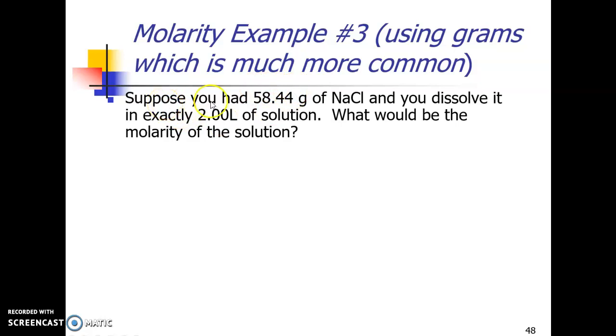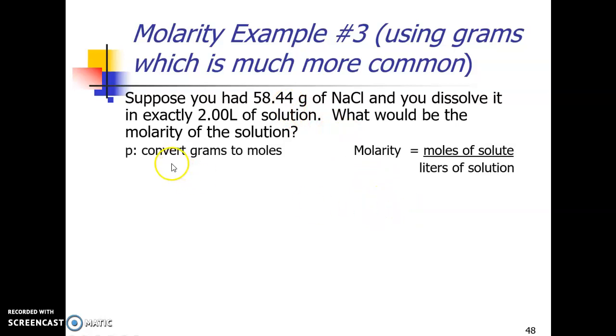Alright, here's another one. Let's say that you had 58.44 grams of sodium chloride and you dissolve it in exactly 2 liters of solution. What would be the molarity of the solution? So we're starting with grams this time. So our plan here is we're going to have to convert. You list your known and your unknown. But our plan is going to be to convert the grams to moles and then use the molarity equation.